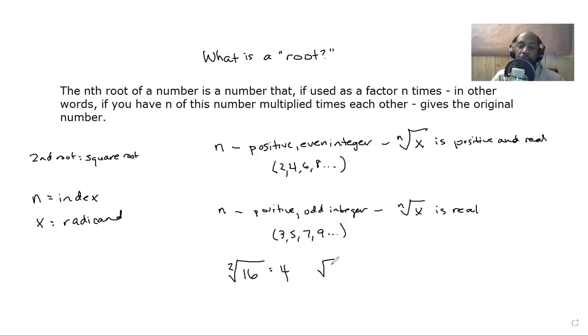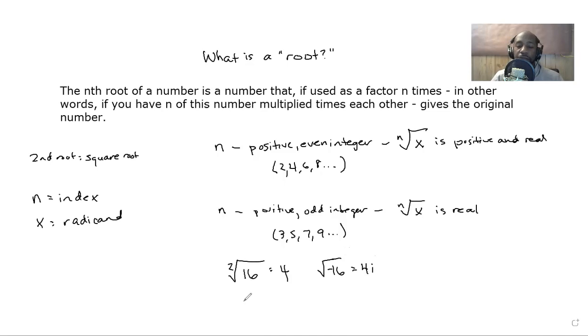Now, if you want to take the square root of negative 16, so 4 times 4 will give you 16, but will something times something give you negative 16? No. If you're multiplying two numbers by each other, then one has to be negative for the answer to be negative. If both of them are negative, then the answer is positive. So when you take the square root of a negative number, or the even root of a negative number, you get a situation where you have an imaginary number. So this is 4i, beyond the scope of this.